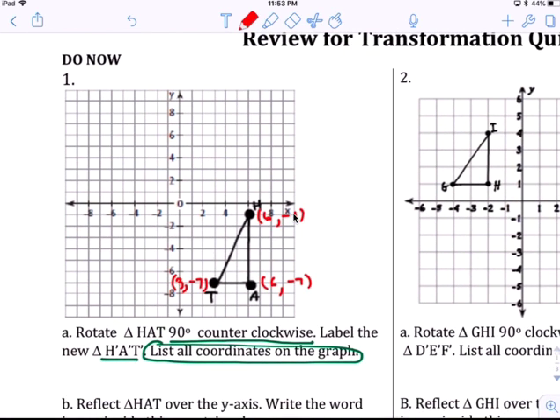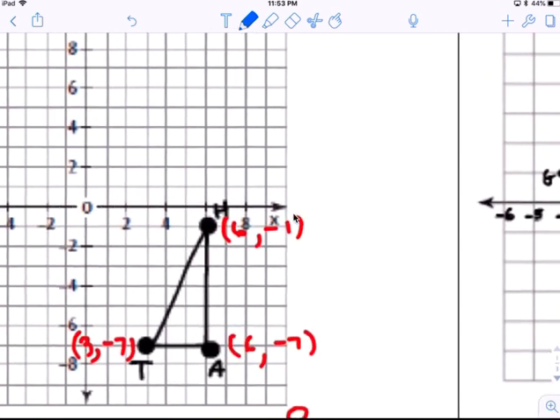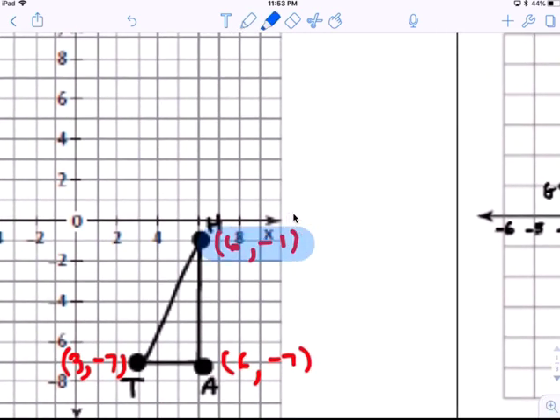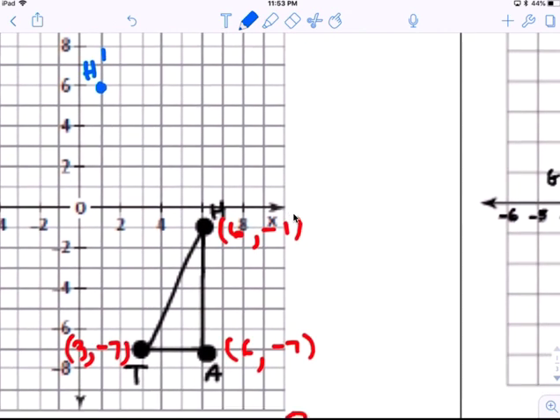90 degrees counterclockwise, you switch the numbers. So for H, instead of 6, 1, you put 1, 6. Put H prime. A, instead of 6, 7, you put 7, 6. A prime. And T, instead of 3, 7, it's 7, 3. T prime.